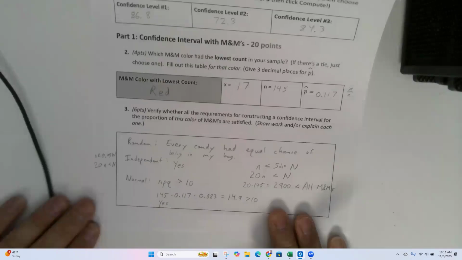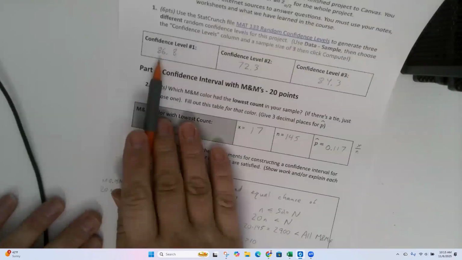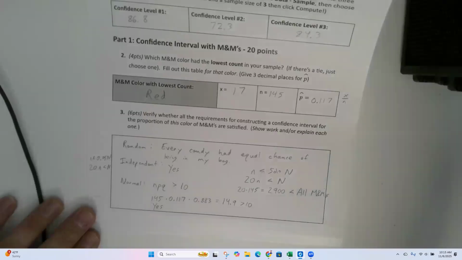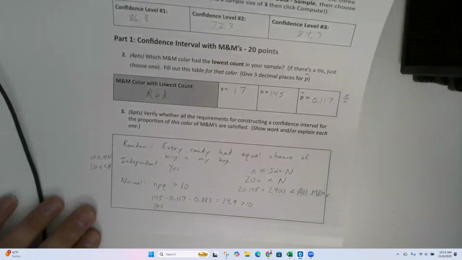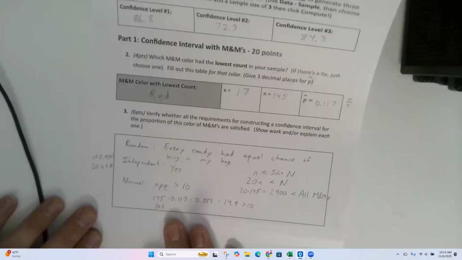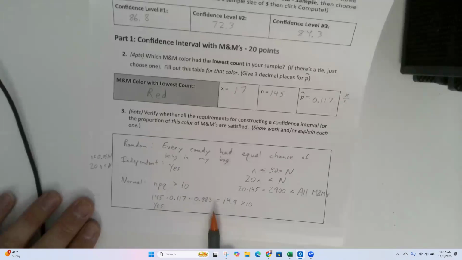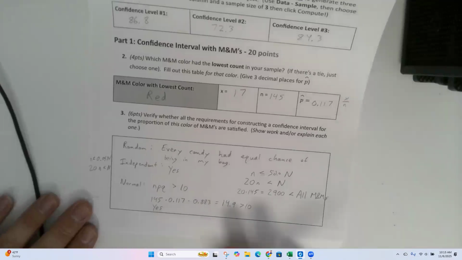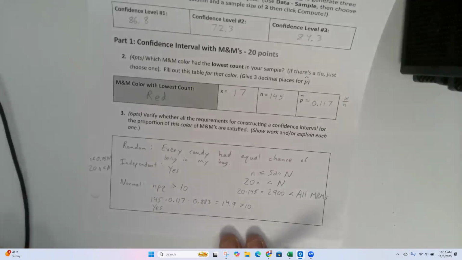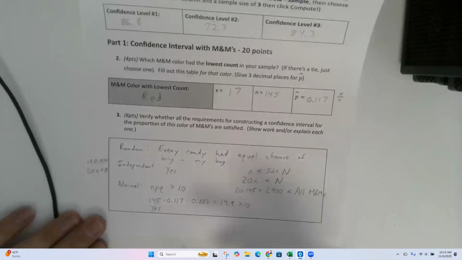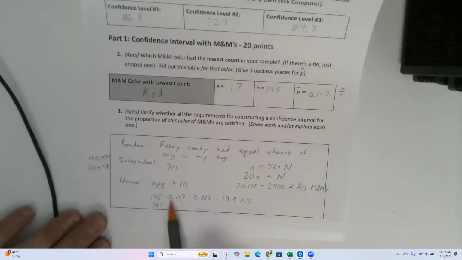You're not going to actually truly be 86% confident. Technically you cannot use the central limit theorem, but we are going to press on with the rest of the project, even if your answer here was no. If your answer here was no, that means that your sample size was not big enough. And that can happen, especially if we are looking at a situation where our p-value is very low.